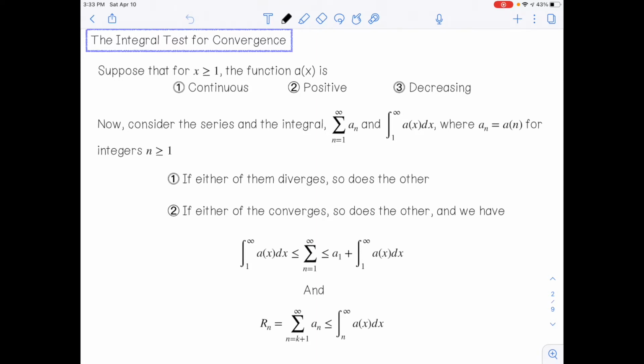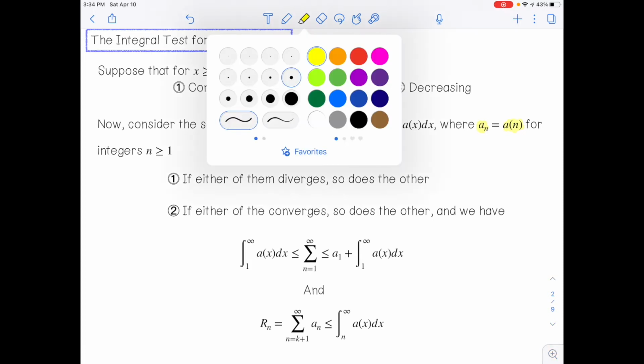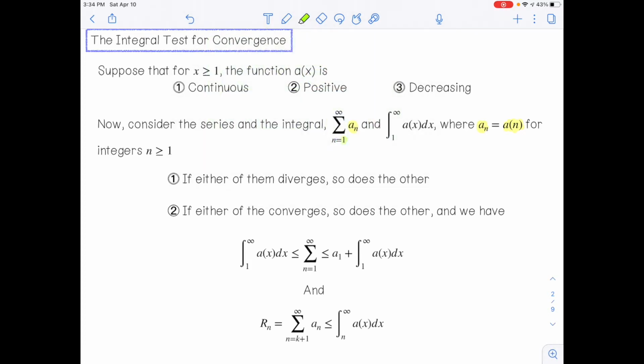And if all 3 of those are true, you can look at the infinite series, right, which has that sequence rule of a of n inside of it. And you can also consider the improper integral of the function a of x. Right, so we are going to let the sequence rule equal a function, right, for all integers n greater than or equal to 1. Notice as well that the lower bound of the infinite series is the same as the lower bound of the improper integral, right?